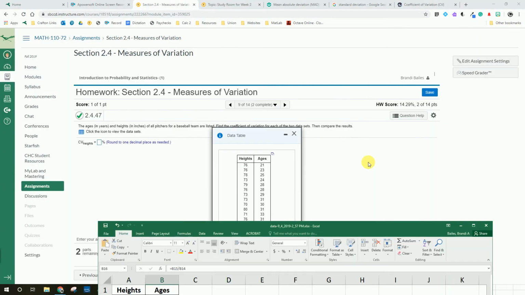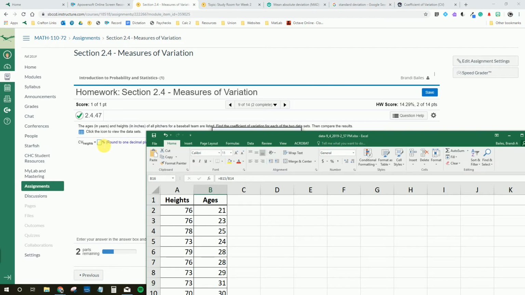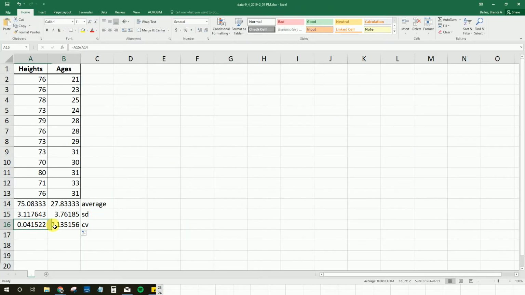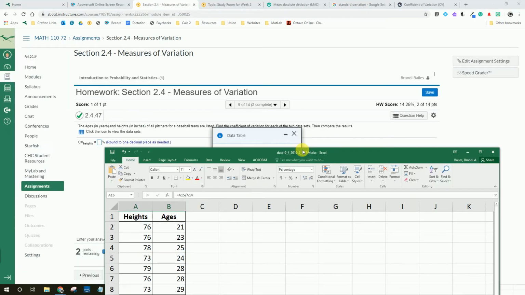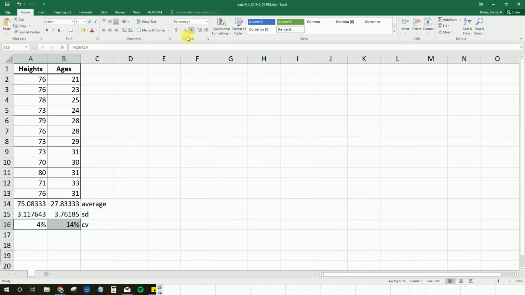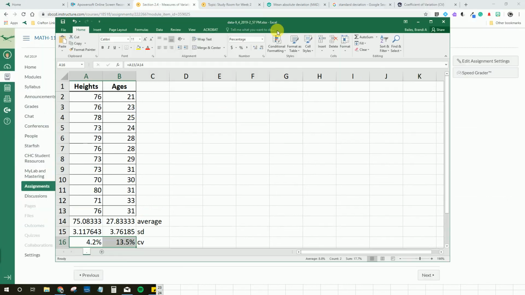Coefficient of variation is almost always given as a percentage of variation, so we want to turn this into a percentage using our percent button. And then my MATLAB would like to have 1 decimal place. So I'll use my decimal increase button to give me another decimal. So I've got 4.2 for heights and 13.5 for ages. So the heights of my players are pretty close together. It has a low percentage of variation, while the ages of my player are more spread out. It has a higher percentage of variation.